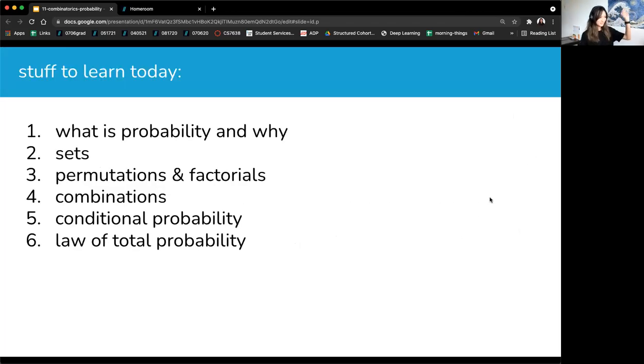Okay, so this is a quick agenda. We're going to talk about what is probability and why we need it. And these are the main keywords: set theory, permutations, factorials, combinations, and then the one that's going to carry forward into our machine learning is going to be conditional probability and law of total probability.